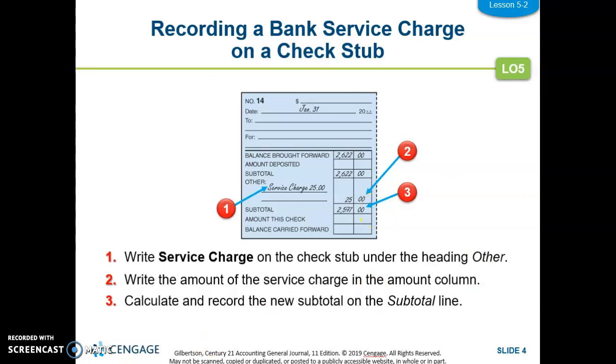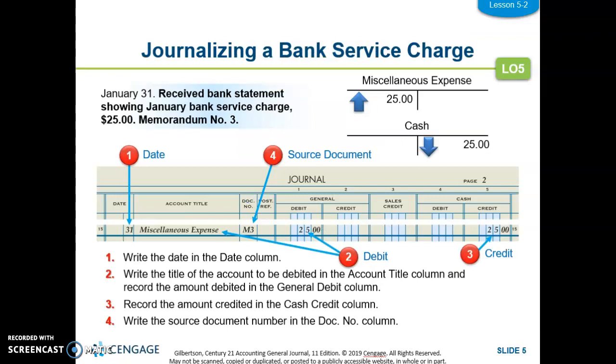And just to stress again, we do not actually write a check for this since it's been automatically taken out of our checking account. We will record this in our journal. Bank service charge, we do not record this as a bank service expense or anything like that. It's miscellaneous expense because the service charge is relatively small and it also will only occur once a month. So when we record this, it's going to be labeled as miscellaneous expense, which will be a general debit, and then our cash will receive a credit. Our document number will be a memorandum because even though it came out of our checking account, we did not write an actual check for this.